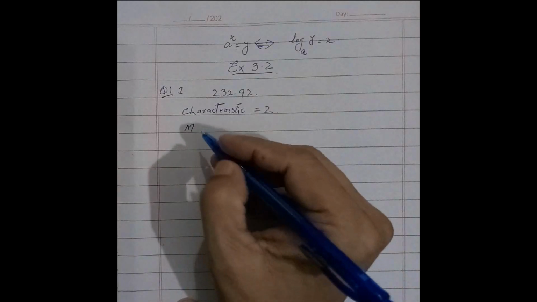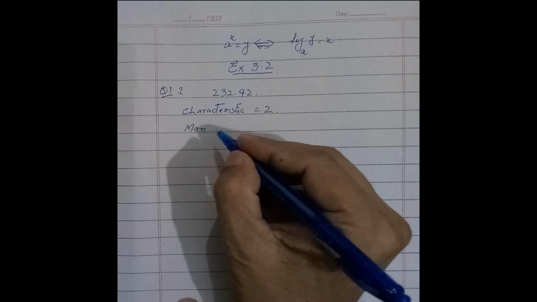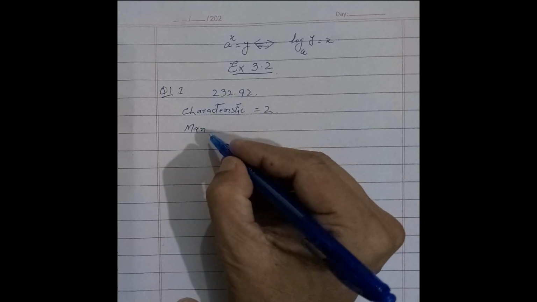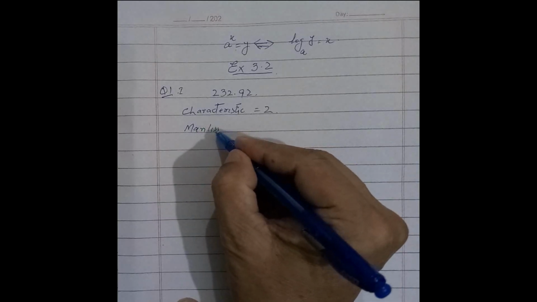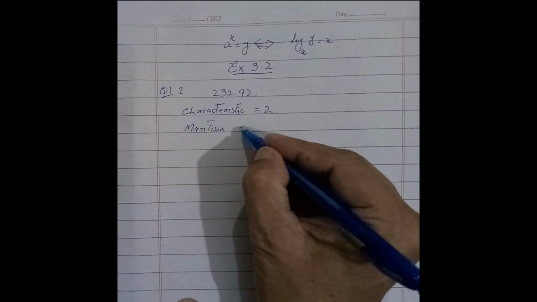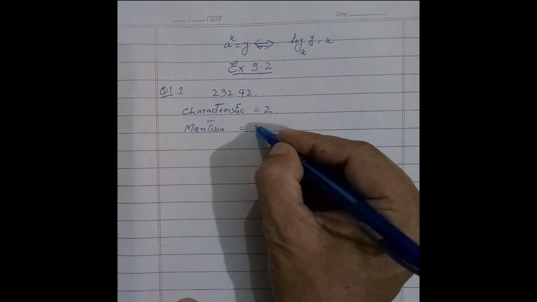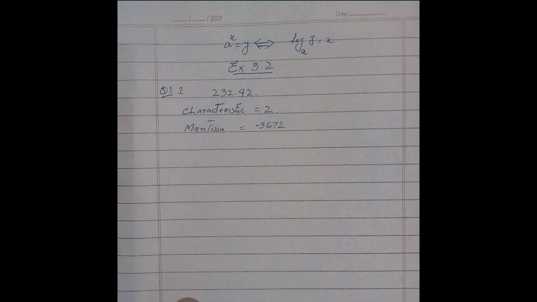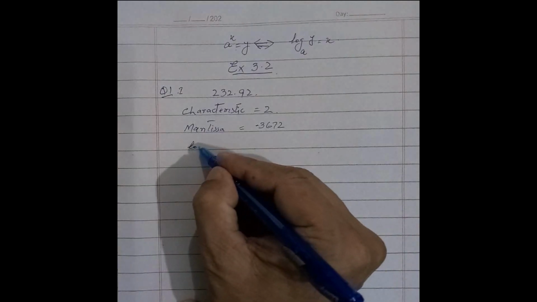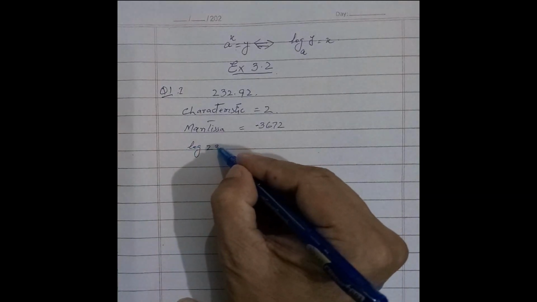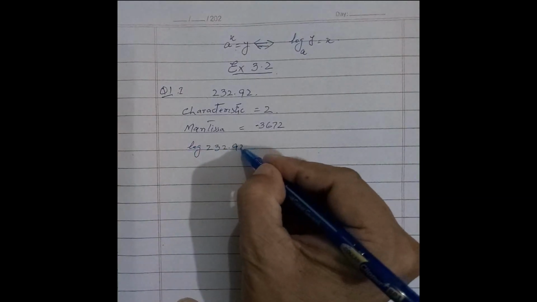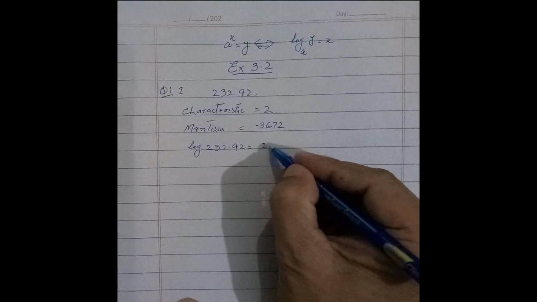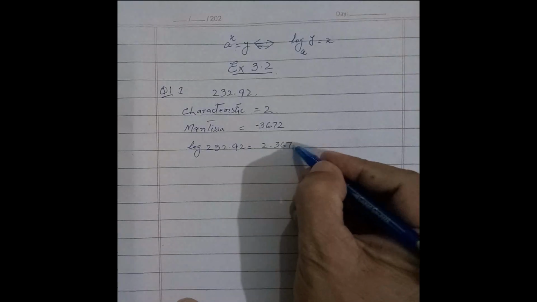The mantissa is 0.3672, and hence log of 232.92 is equal to 2.3672.